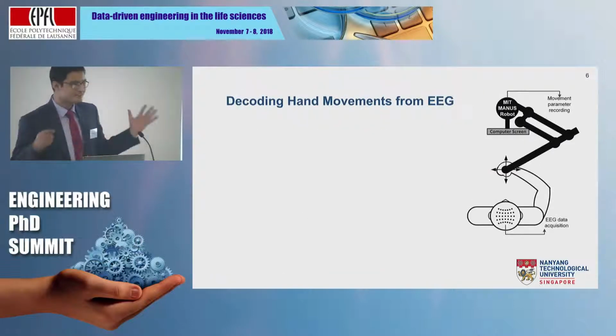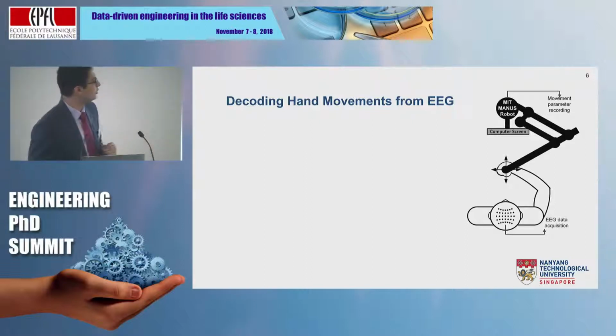Right. So how does all this fit into decoding hand movements? Right. So on the right over here, you see that there is a subject who is wearing an EEG cap, and he is holding an MIT Manus robot. Many of you might already be familiar with this MIT Manus robot, which basically records the movement parameters in real time. The parameters include things like force, direction, trajectory, and those things.